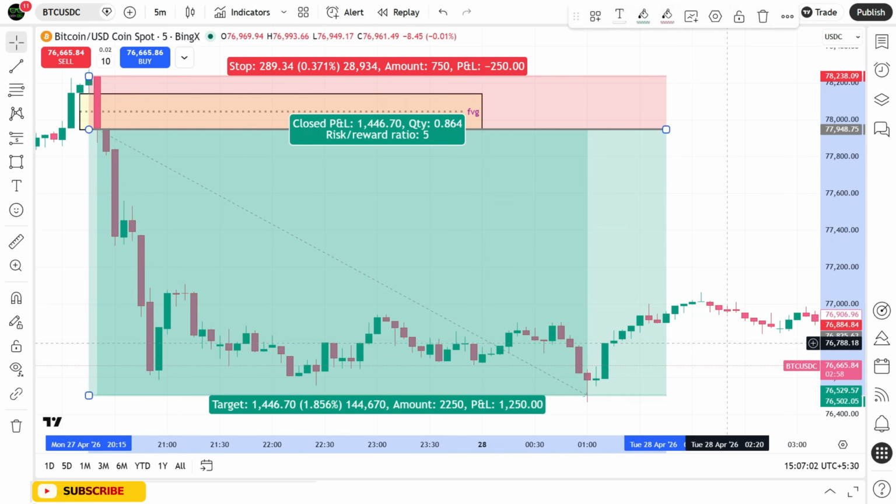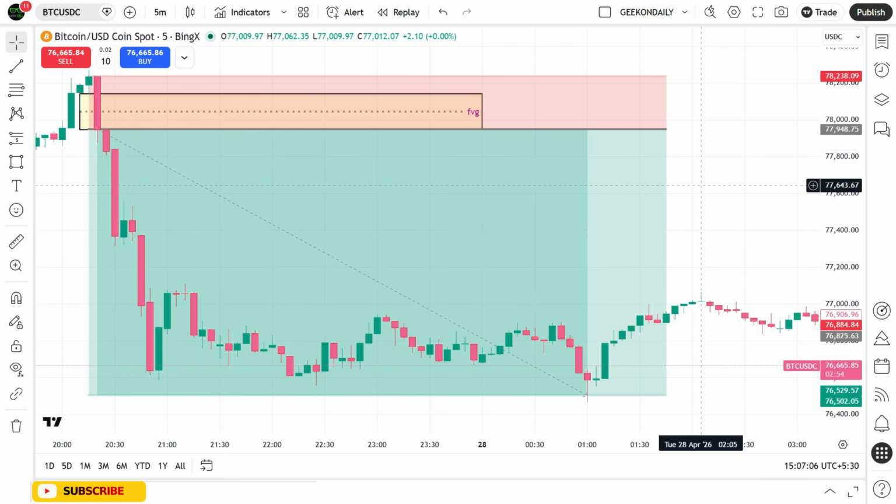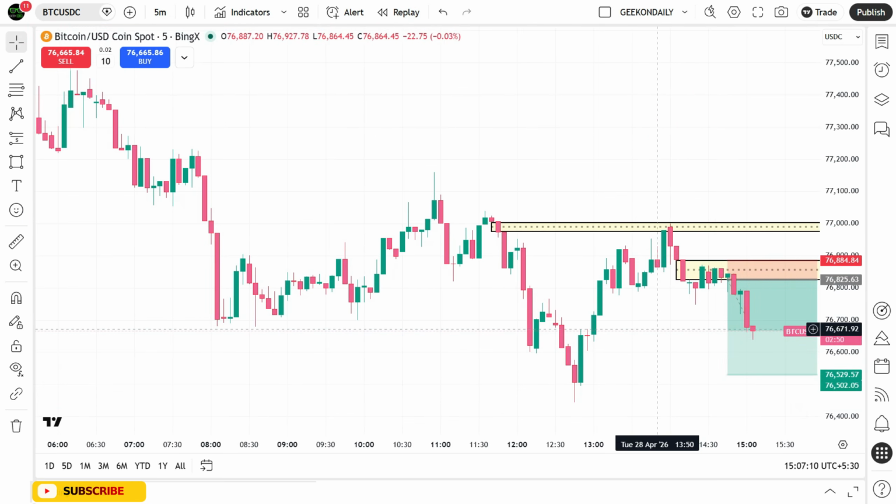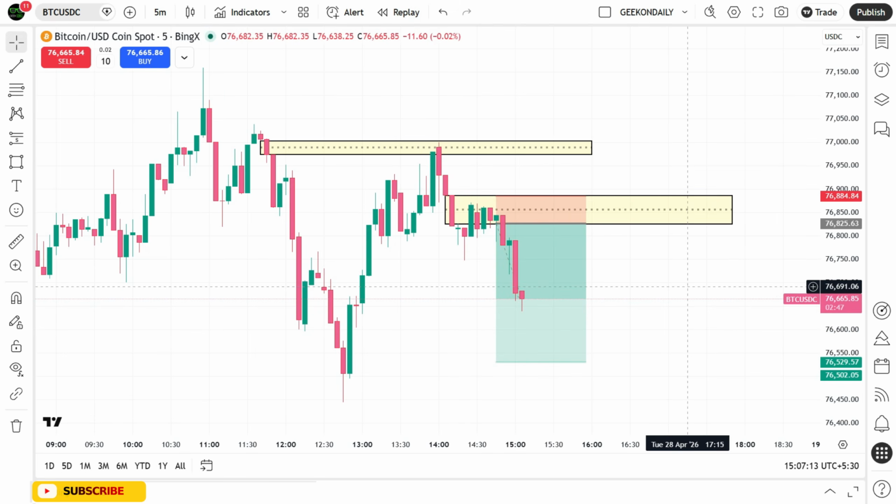Here's another useful tip when you're analyzing fair value gaps. Not all gaps are the same. Some are very small and tight, while others are wider and more obvious.